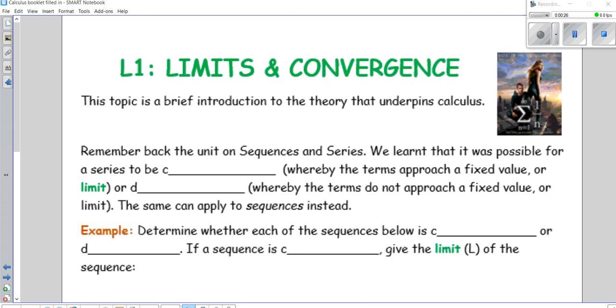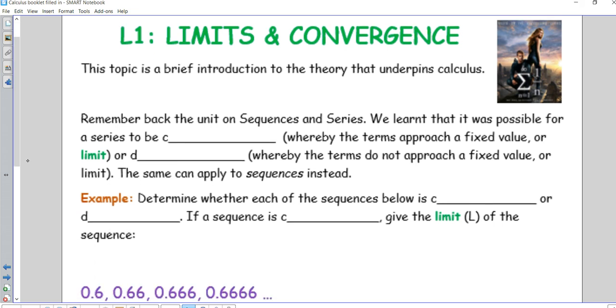Okay, so limits and convergence. It relates a little bit to sequences and theories. It's just a very short, brief intro to the theory that underpins calculus. So remember back to the unit on sequences and theories. We learned that it was possible for a series to be something starting with C or something starting with D. And that might be a clue.